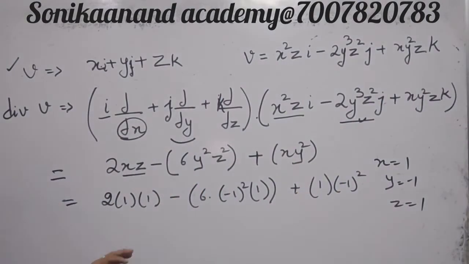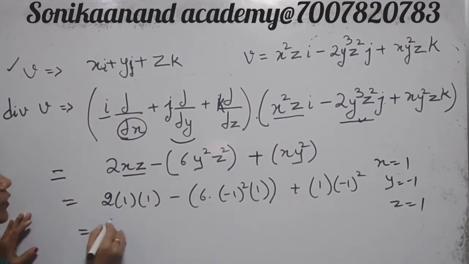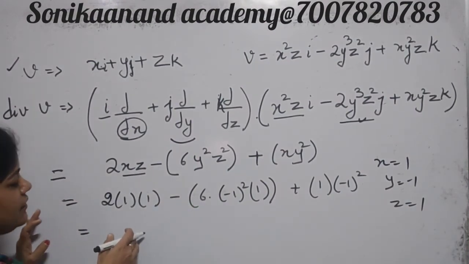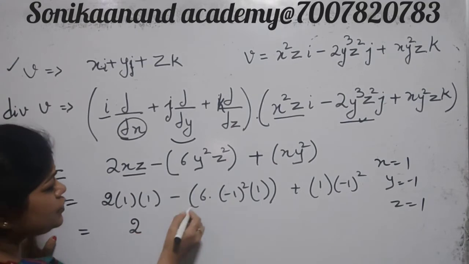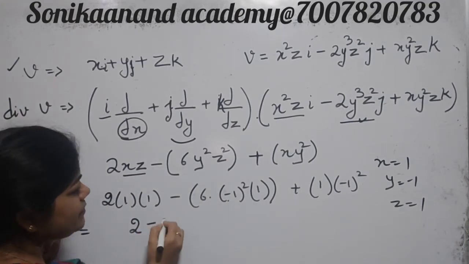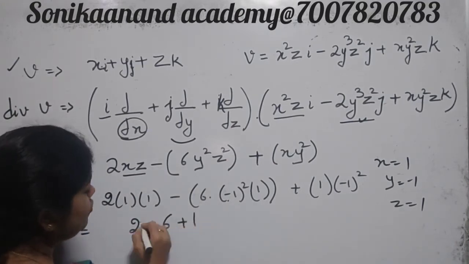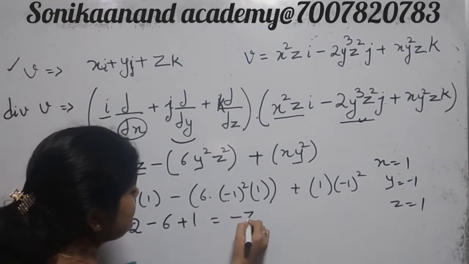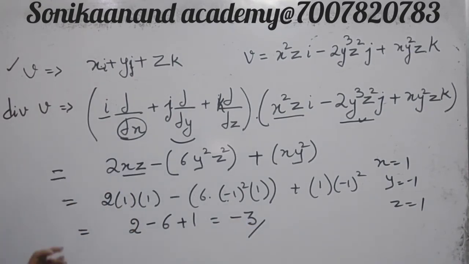Okay. Be careful in putting the values over here. Otherwise your answer will be wrong. 2, it is plus 1, so it is minus 6 and it is plus 1. 2 plus 1, 3, that is we get minus 3. So in this way we find out the divergence for the different given vectors.